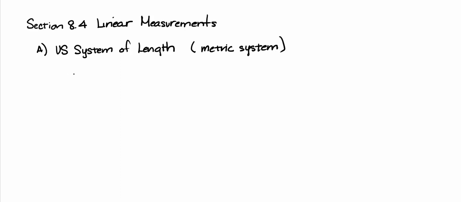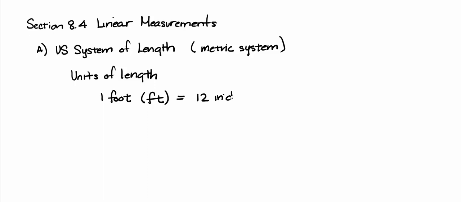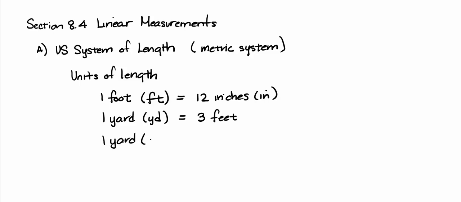Okay, so for the US units of length, there are a lot of them that we're familiar with. So we have, say, 1 foot, right? And we abbreviate that as FT. That equals 12 inches. We abbreviate inches with IN. Another unit is 1 yard. And you've probably seen YD. That equals 3 feet. 1 yard also equals 36 inches.